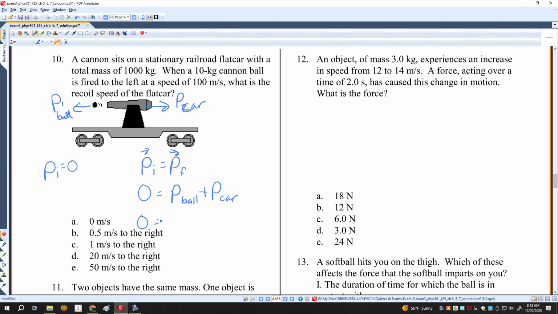That's 0 equals 10 times negative 100. That's the mass of the cannonball, the speed of the cannonball, plus 1,000 times the final velocity of that car. 10 times 100, that's 1,000. So 1,000 equals 1,000 v_f. So v_f equals 1. And it is 1 meter per second to the right.